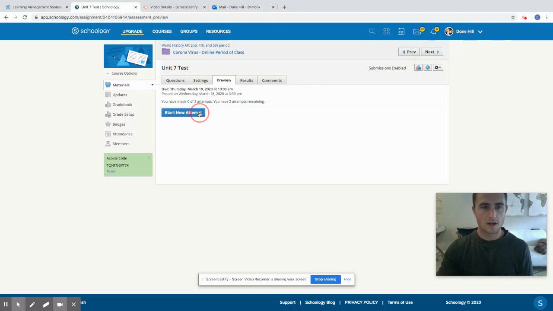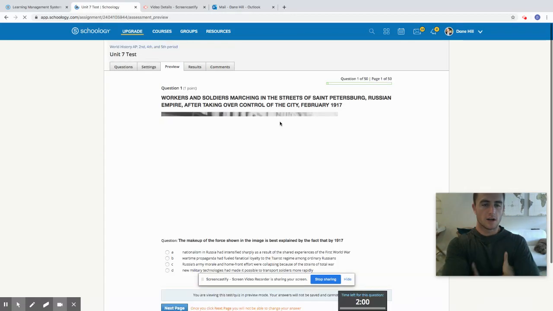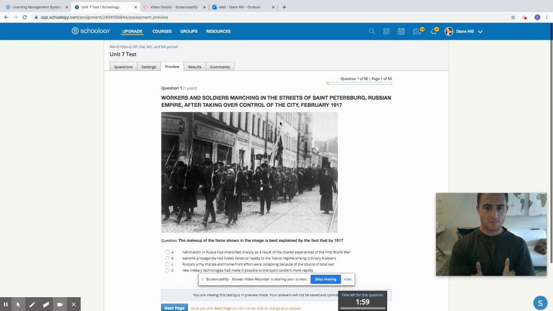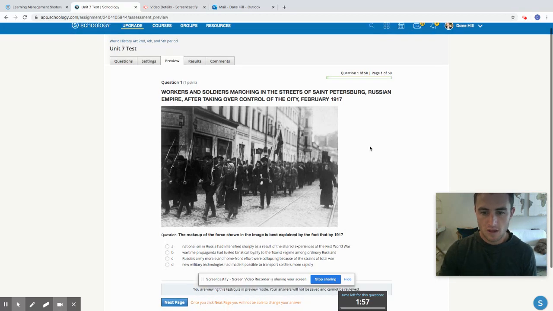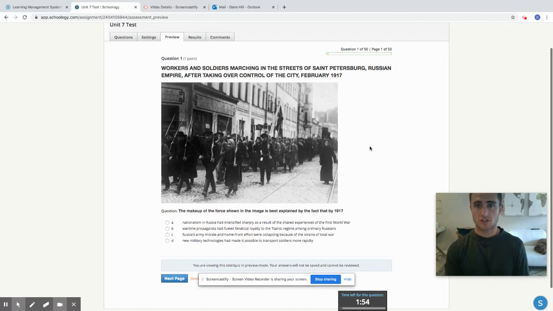So here we go. I'm starting my attempts. We are coming into the test. First of all, workers and soldiers marching in the streets of St. Petersburg, Russian Empire, after taking control of the city in 1917. So in 1917, we're in World War One. We know 1914 to 1918 is World War One.